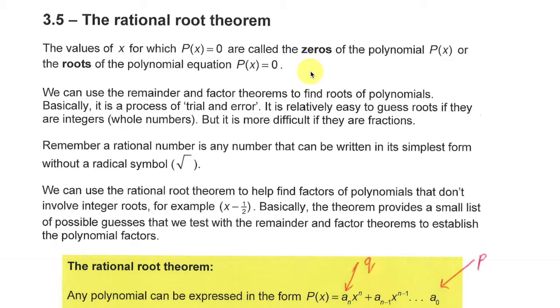Exercise 3.5, the rational root theorem. The values of x for which p of x is equal to 0 are called the zeros or roots of the polynomial of this equation. So they're the solutions.